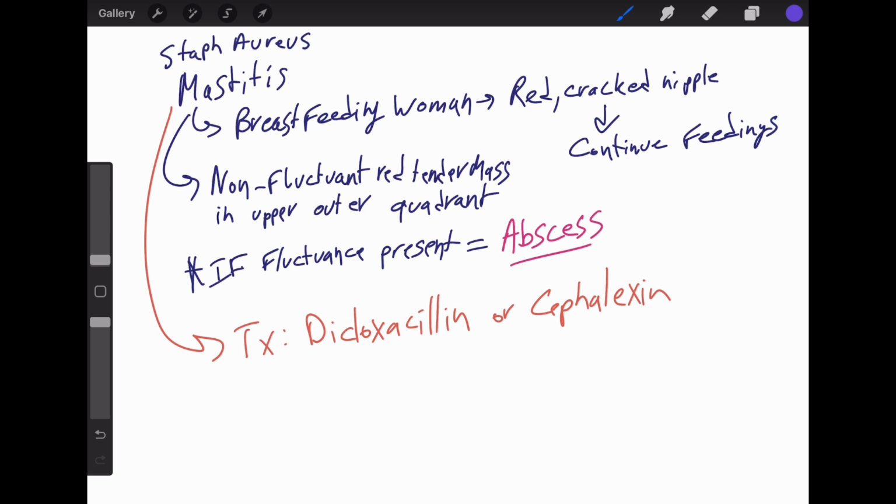A more challenging presentation is a non-fluctuant red tender mass in the upper outer quadrant. This is still mastitis. If fluctuance is present, it's an abscess. That's a distinction you have to know. Now, treatment for mastitis is oral dicloxacillin or cephalexin. Both are safe during pregnancy and can be continued throughout the entire breastfeeding schedule.